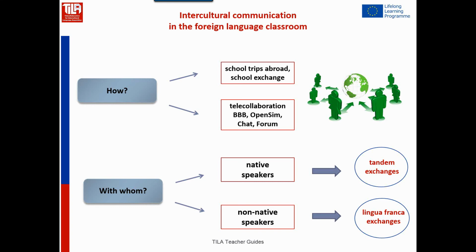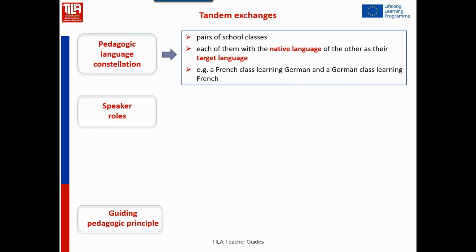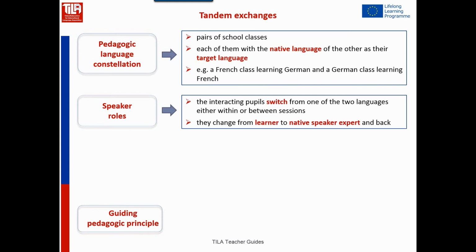and lingua franca. The Tandem approach involves pairs of school classes in which each of the two has the native language of the other as target language. For instance, a French class learning German and a German class learning French. In a tandem constellation, the interacting pupils switch from one of the two languages to the other, either within or between sessions, thus changing from native speaker expert to learner roles and back.